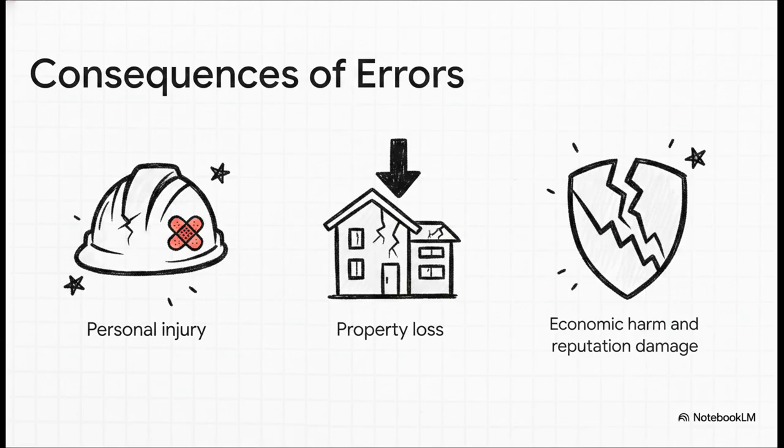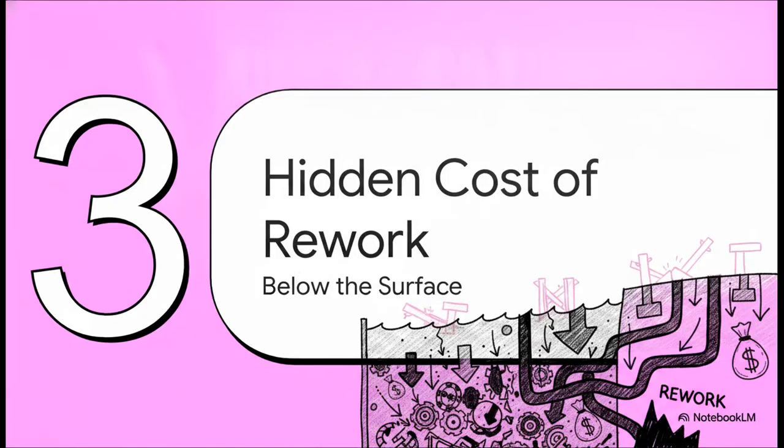We aren't just talking about a company's stock price dropping. We're talking about physical building failures that cause real, catastrophic personal injury. And from a business perspective, firms that manage this poorly don't just face the tragedy of the event itself, they face catastrophic reputational damage that can permanently cripple their future growth. Moving right along to Section 3, the hidden cost of rework.